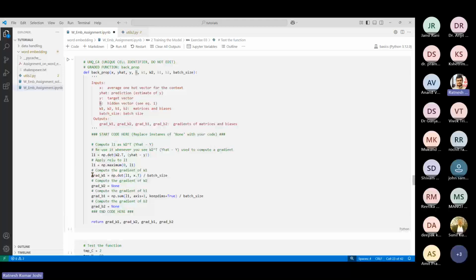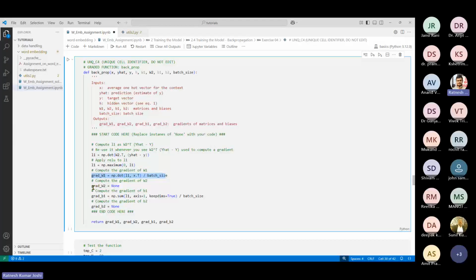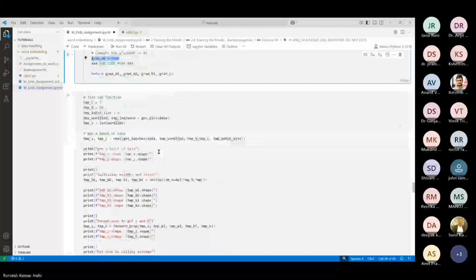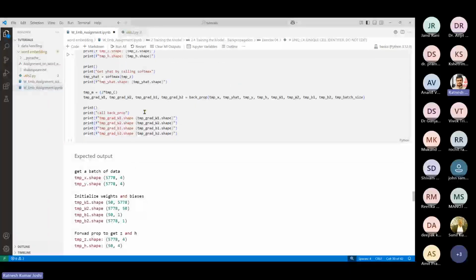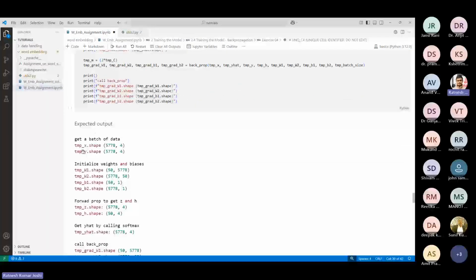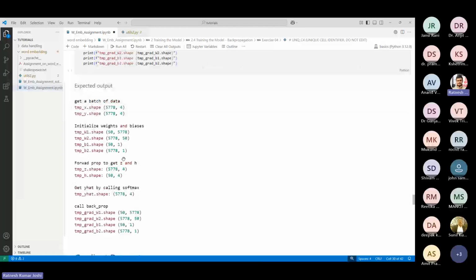The gradient values are already calculated. You have to calculate the gradient value for W2. So W1 I have already calculated. You have to calculate the gradient value for W2. Similarly, gradient value for B1 I have calculated. You have to calculate gradient value for B2. And then finally, if you implement the code correctly, it should match the output given here.